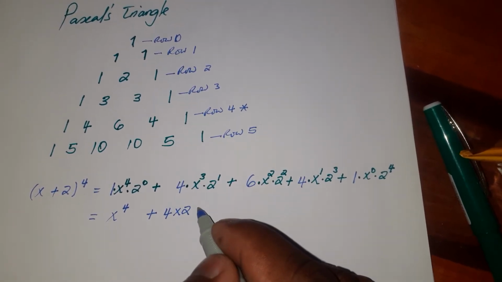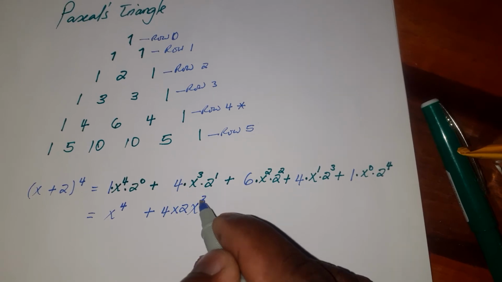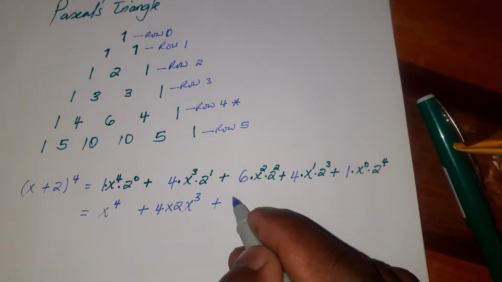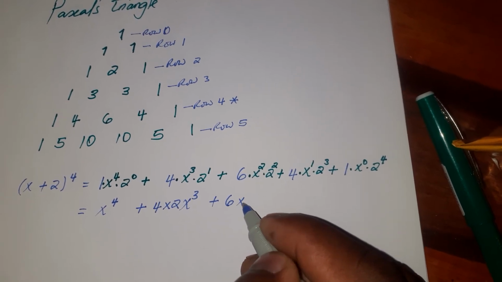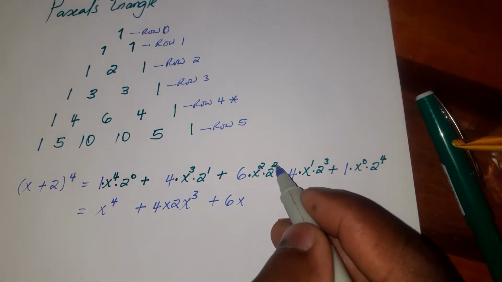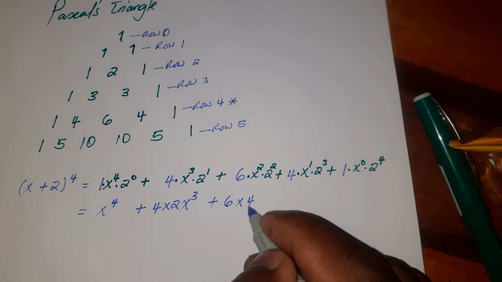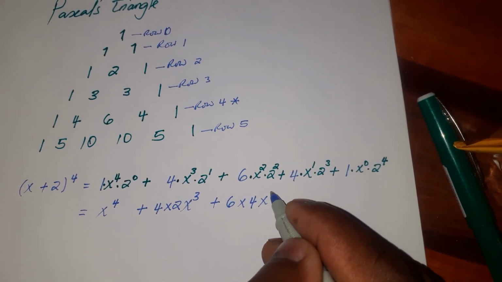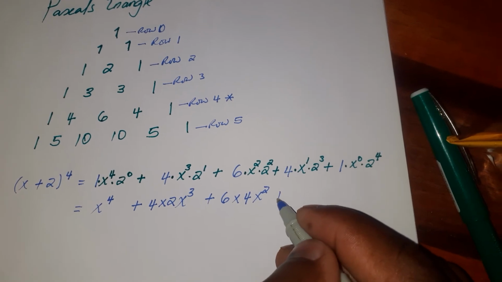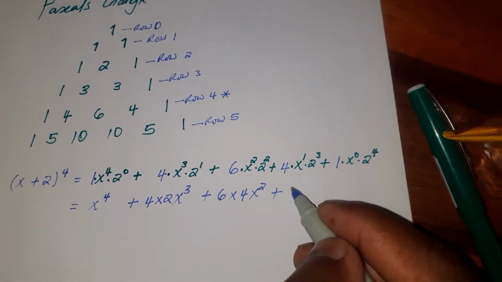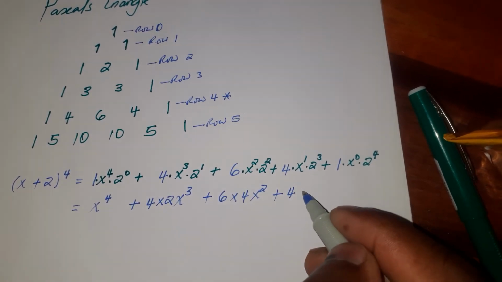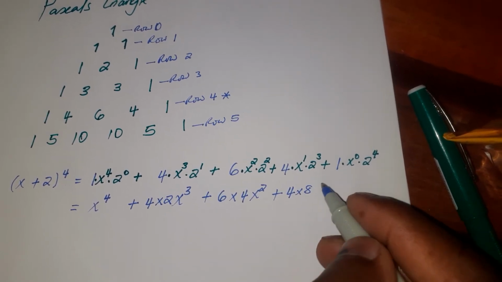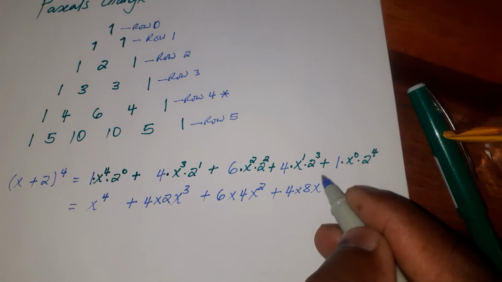X to the power 3, we just leave it like that. Plus, we write our 6 times 2 to the power 2 is 4. While the x, we leave it the way it is. Plus, we write our 4 and then times 2 to the power 3 is 8. And our x, we leave it the way it is.